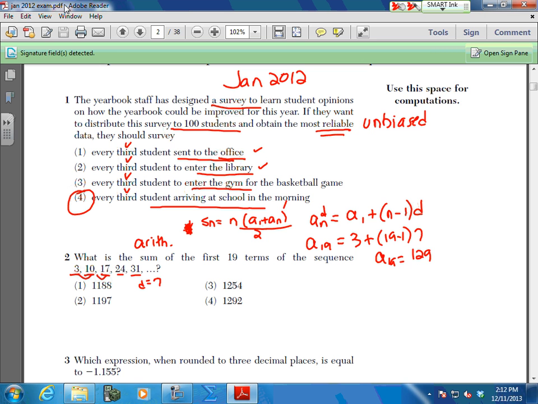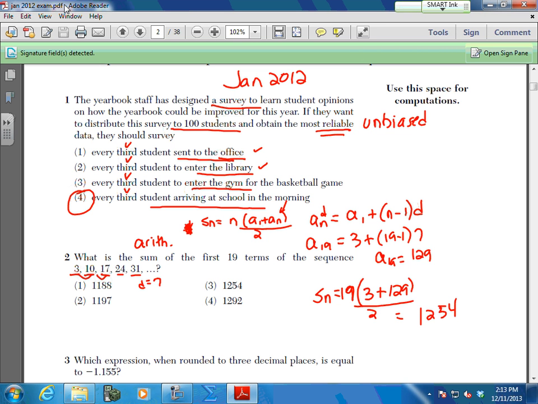Now you can substitute it into this formula. The problem with this is you actually have to remember those pieces. So here's our 19 terms. And we're taking the first plus the last, which you found, divided by 2. And that, you can put in your calculator, will give you its sum.